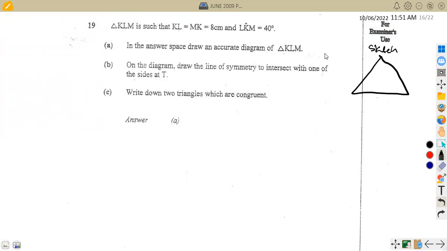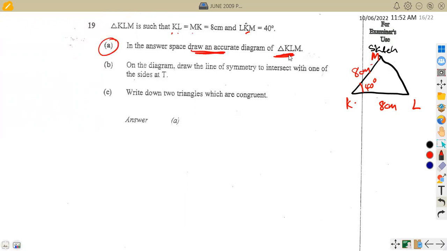So on our sketch, we've got KL. There's an angle, which we can write on the base. You can just say 40 degrees. That is K. So it's going to be KLM, LKM, LK. So you can just do it like this, isn't it? Yeah, LKM. So say that we've got 40 here, and KL, K to L, is 8 centimeters. MK, M to K, is also 8 centimeters. So the question is, in the answer space, draw an accurate diagram.